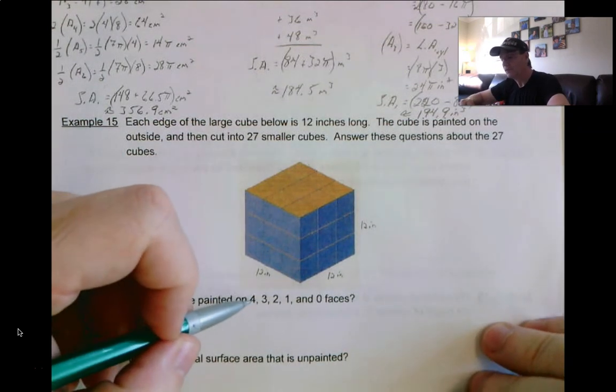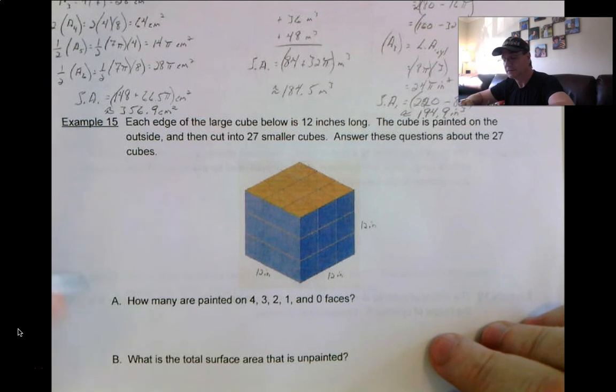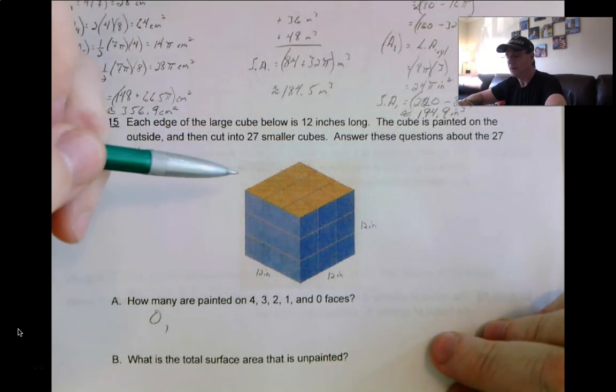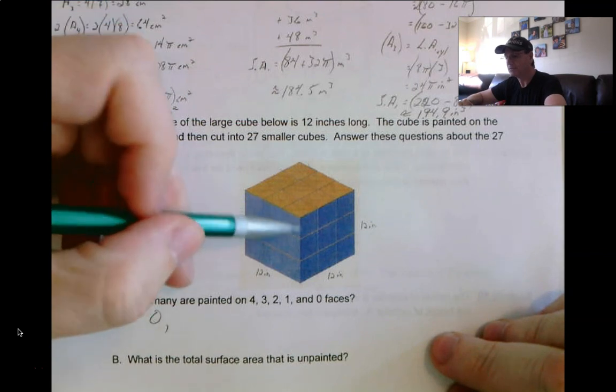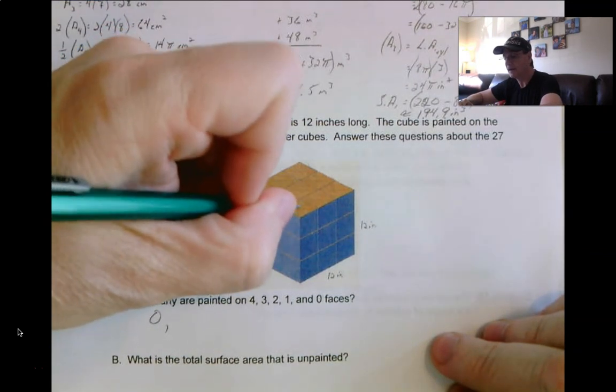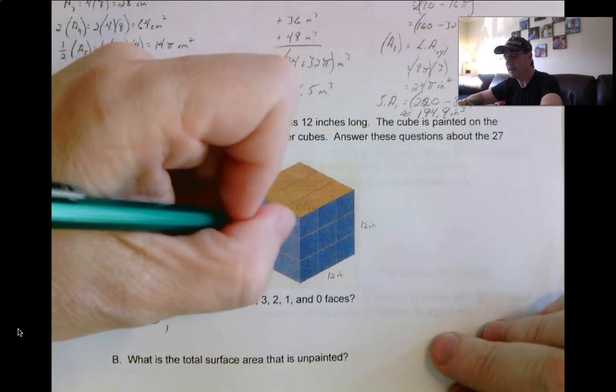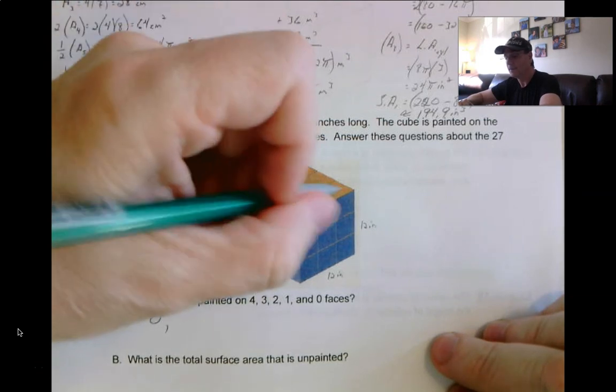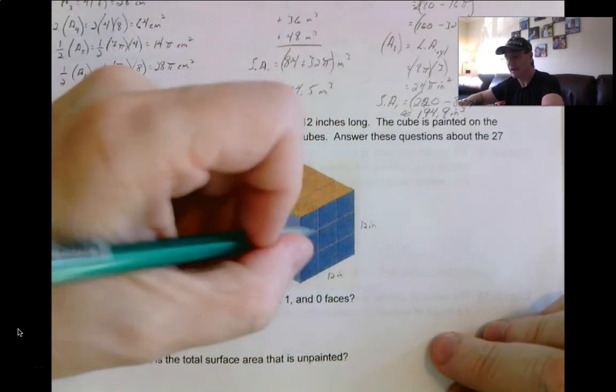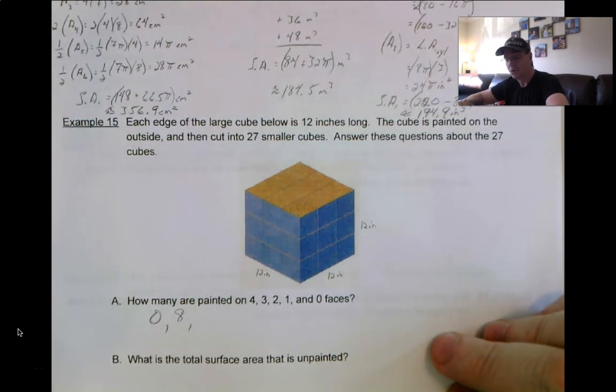How many are painted on 4 sides? There's still none painted on 4 of the sides. How many are painted on 3 of the sides? This is painted on 3 of the sides. Any that is a corner. 4, 5, 6, 7, 8 corners.